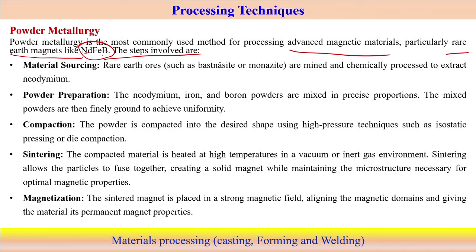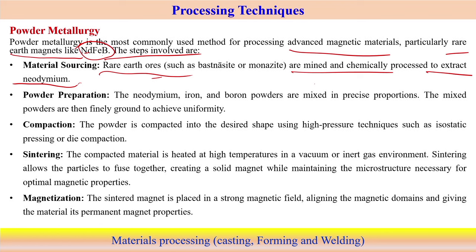First is the material sourcing. We first need to collect the rare earth ores. From the rare earth ores, you have to extract the rare earth elements. From the ores we can do mining, and afterwards chemically process them to extract the neodymium. Extraction of neodymium is basically not an easy task. This is one of the rare earth elements.